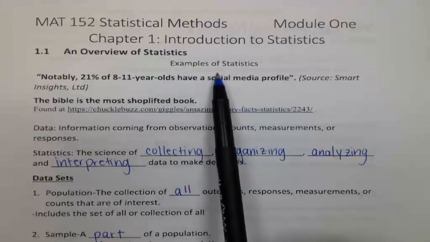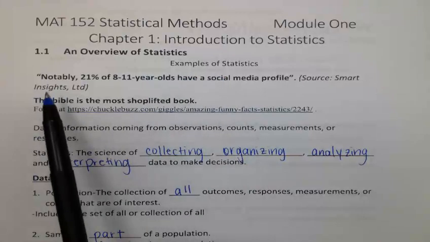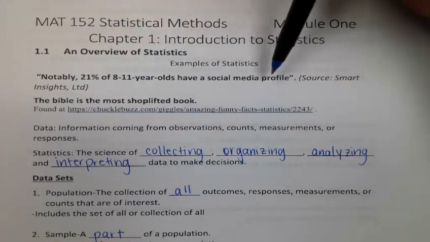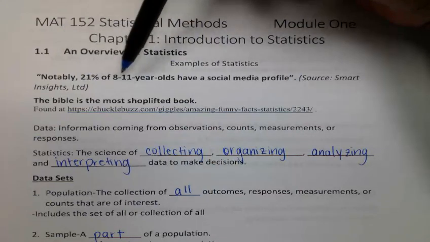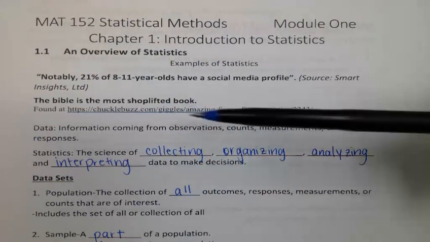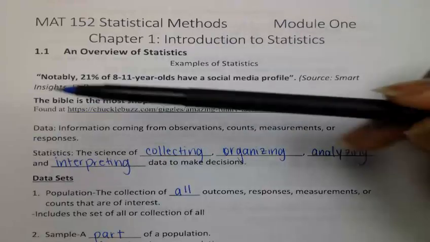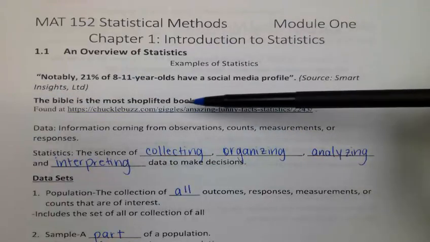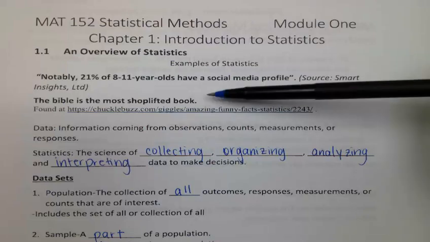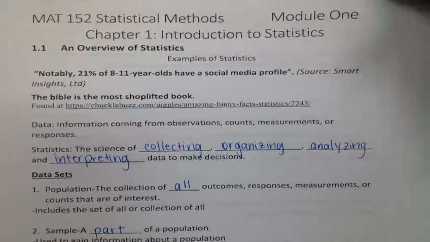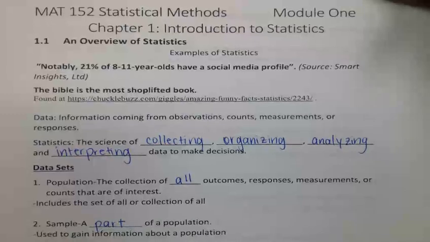So examples of statistics. Notably, 21% of 8 to 11-year-olds have a social media profile. That has some numbers in it, so we can clearly see that there is some data that was collected and put together and then put out for everyone to be able to read. The Bible is the most shoplifted book. So this doesn't have any numbers in it, yet it's still a statistic. And we'll look into how that is as we go through this section.